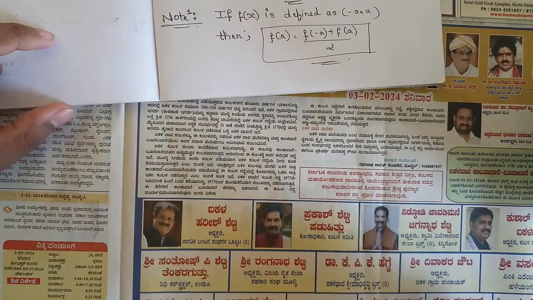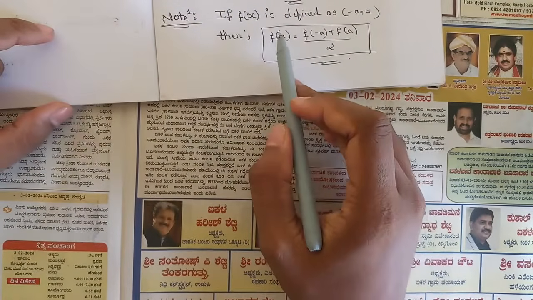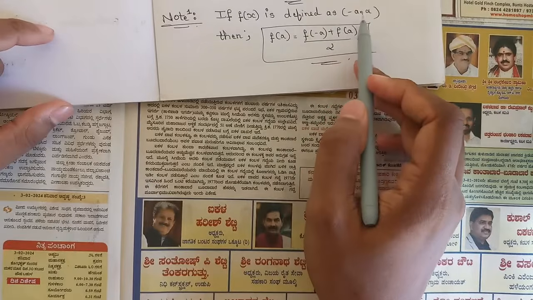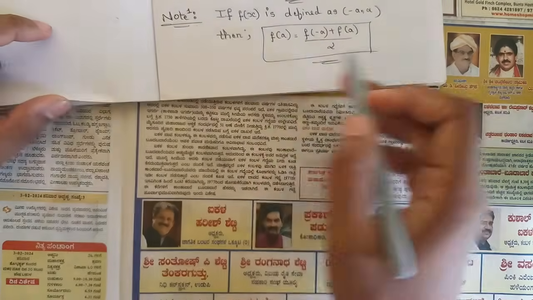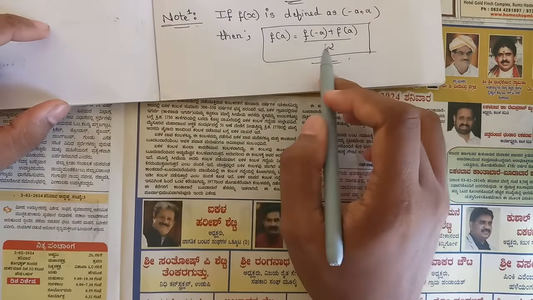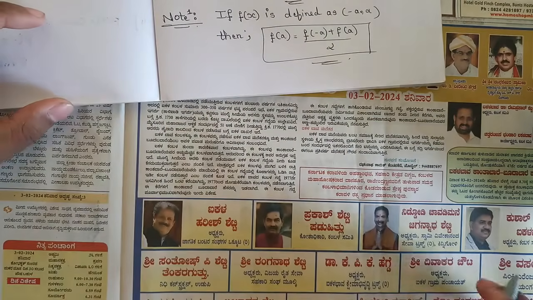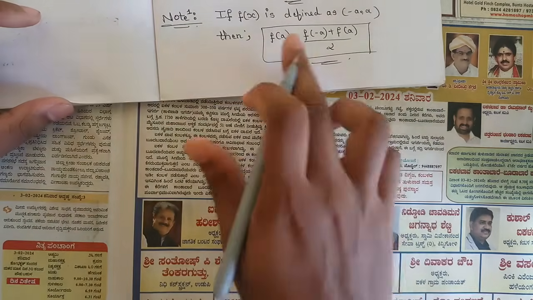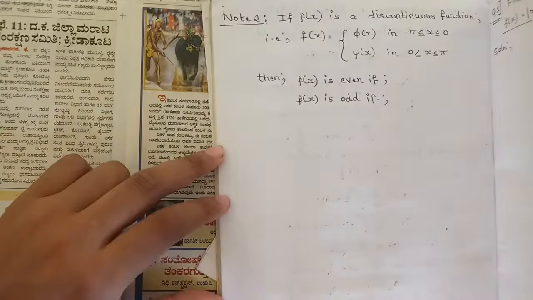Now let's see some notes. The first note is, if f of x is defined from minus a to a, that is the interval from minus a to a generally, then we can write f of a as f of minus a plus f of a by 2. Now if I say this, you won't get to know. I'll explain this briefly during the problems, how this function will come. Now let's go to the second note.